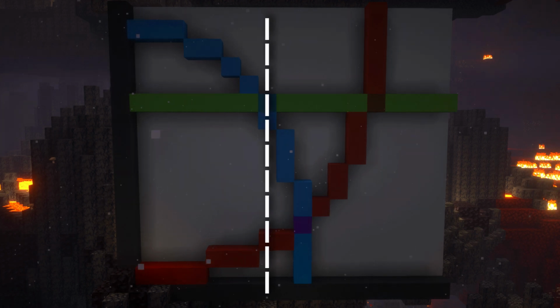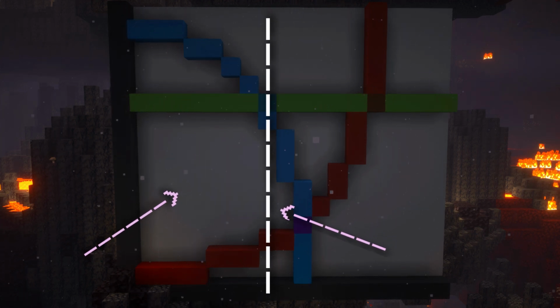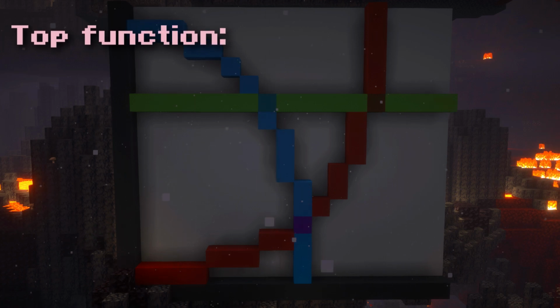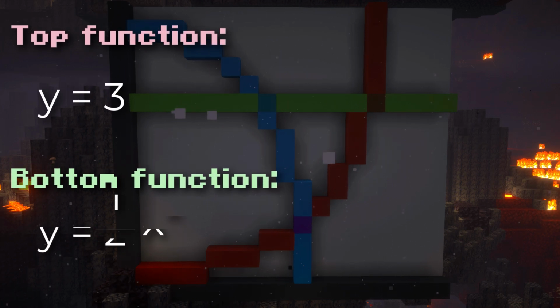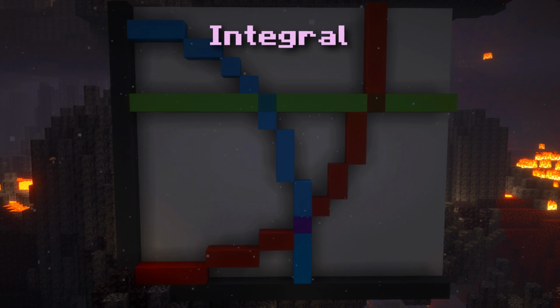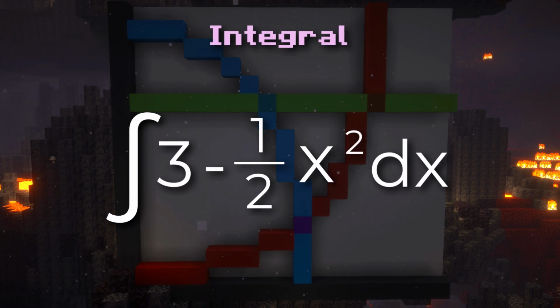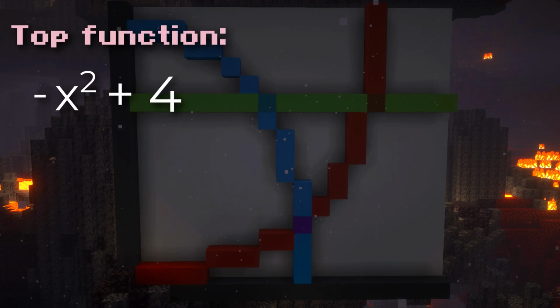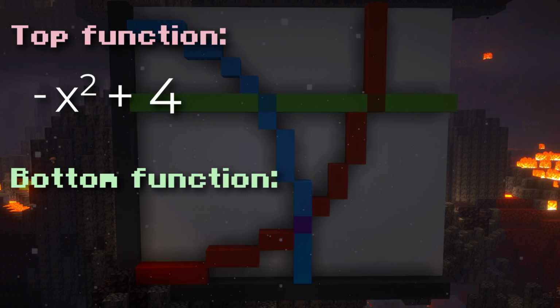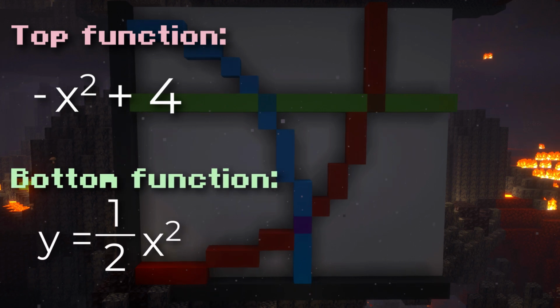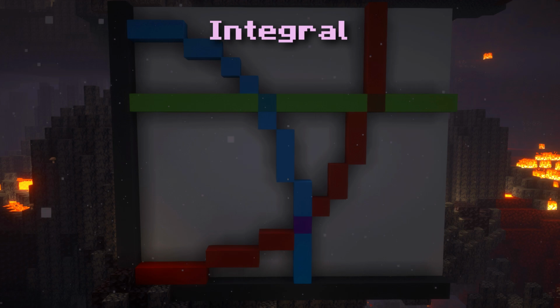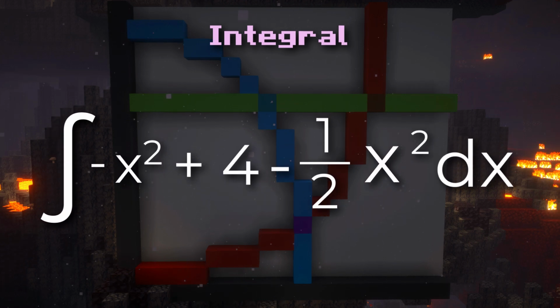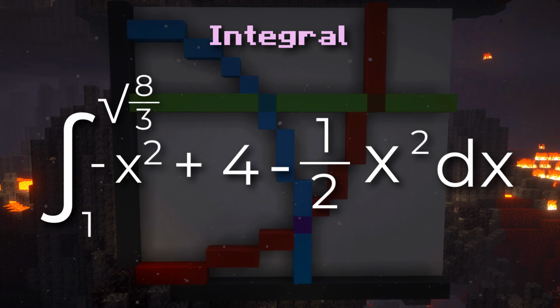So we have two clear areas, here and here. Starting with the left area, the top function is y equals 3 and the bottom function is 1/2 x squared. This means that our integral would be 3 minus 1/2 x squared. This is evaluated from 1 to 0. Now for our second integral, the top function is negative x squared plus 4 and the bottom function is 1/2 x squared. So once again, top function minus the bottom, giving us the integral of negative x squared plus 4 minus 1/2 x squared. This is evaluated from root 8 over 3 to 1.